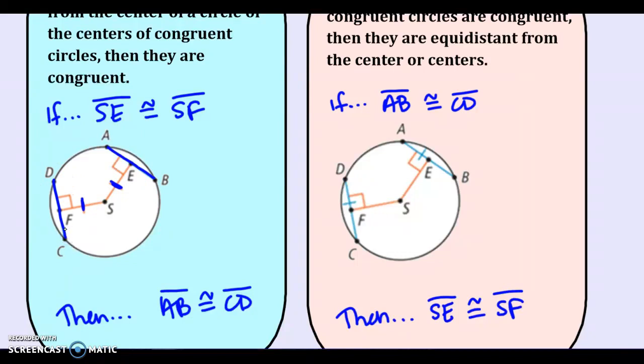And the converse is over here on the right in pink. It works the other way. So if AC is congruent to CD, so now I know that the chords are the same, then I know that they're going to be equidistant from the center. So therefore, SF and SE are going to be congruent. So those are most of my theorems. So we're going to look at a couple problems really quickly before we do our final theorem.